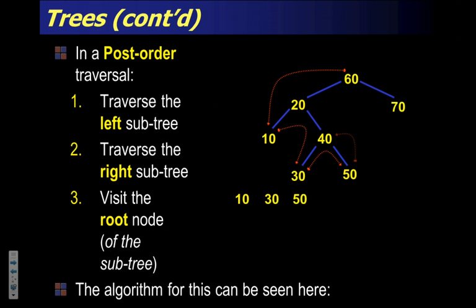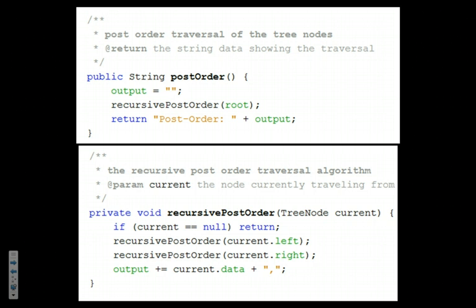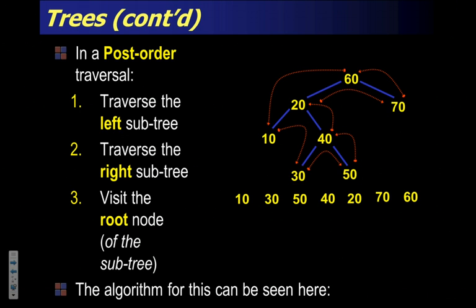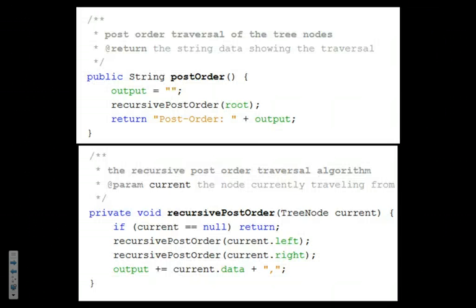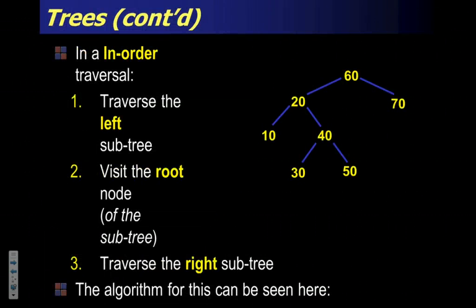So the output of the nodes in this case will be in this order. So that's weird. That's what the post-order traversal will output. 10, 30, 50, 40, 20, 70, 60. Okay? Notice how that kind of does that output. 10, 30, 50, 40, 20, 70, 60. So that's the post-order traversal. It's the same 3 instructions, but in a different order. And guess what? The in-order traversal is the exact same 3 instructions in the final different order.